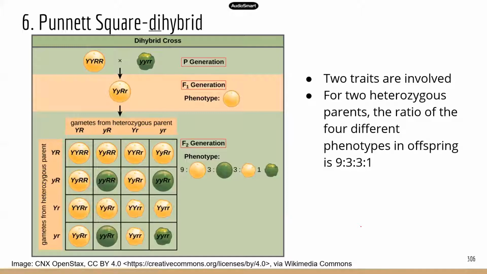We're going to go a little bit more in depth, and we're going to look at what happens when you are looking at two traits at the same time. So that's dihybrid. Di means two. We are looking at two traits at the same time. In this case, both parents are going to have this particular genotype.